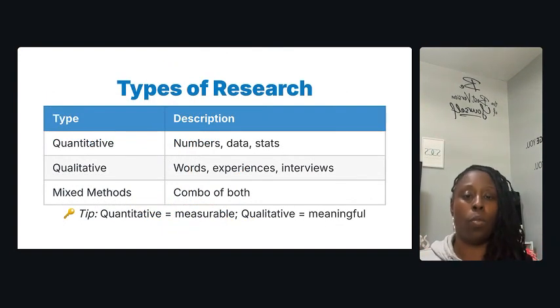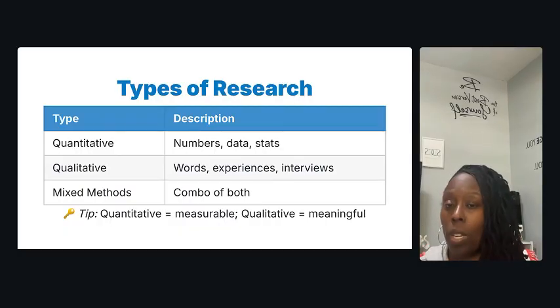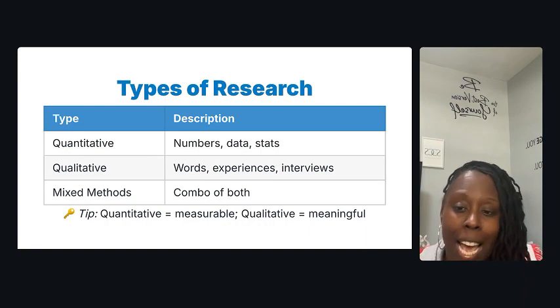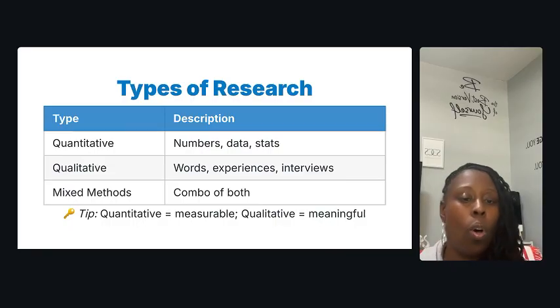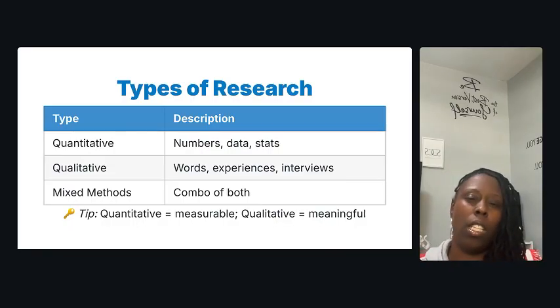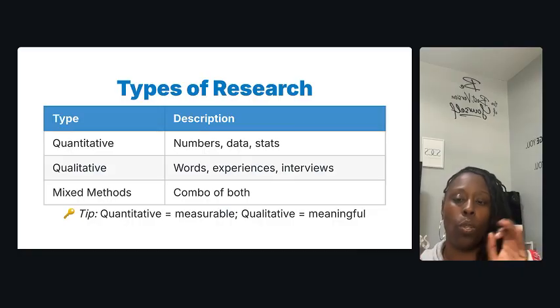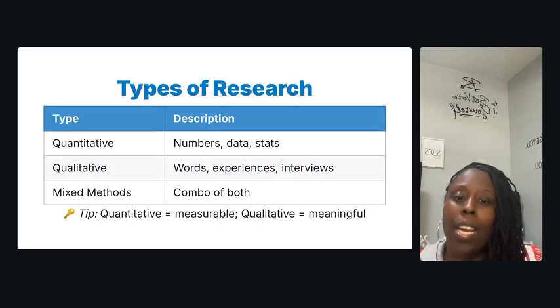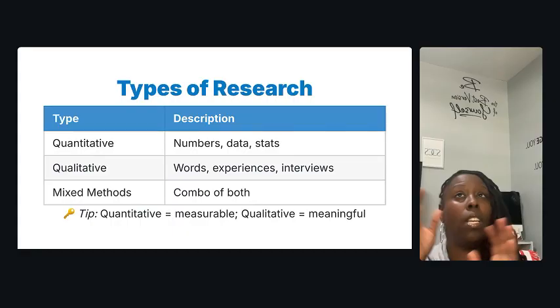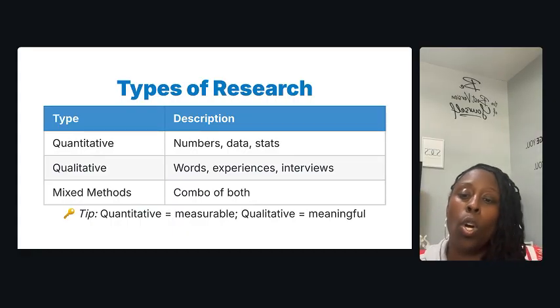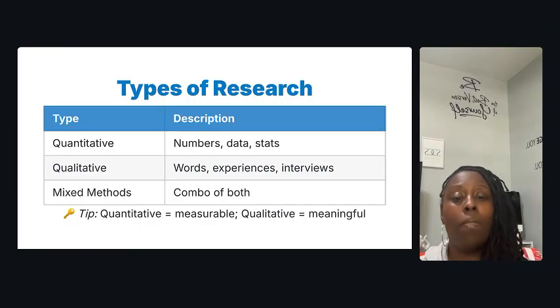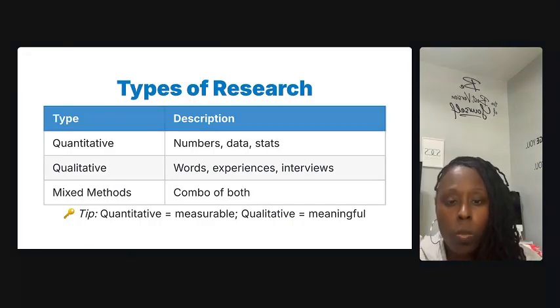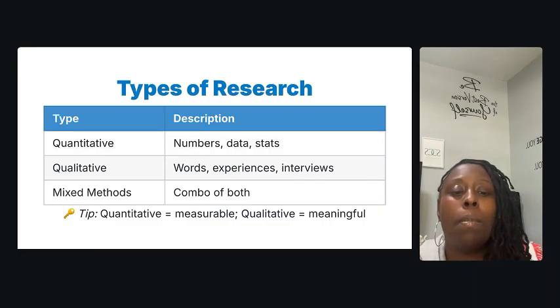So let me tell you about the types of research. First, you have three major types that you're likely to see, which is the quantitative, that's dealing with all the numbers, the data, and the stats. Then you have the qualitative, that's dealing with words, experiences, interviews, all those types of things. So just think of numbers, words. That's kind of how I break it down with those two. And then you have the mixed method. That's just a combination of the numbers and the words. All right, a tip here: quantitative, measurable. That's why we're talking those numbers. Qualitative, meaningful. That's why we're talking about the words. What you say, what you do has to be meaningful.